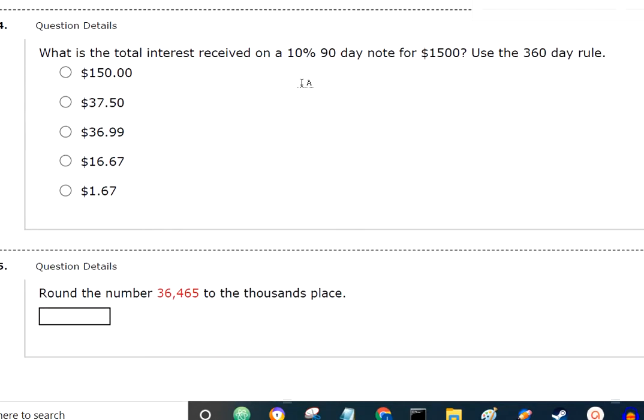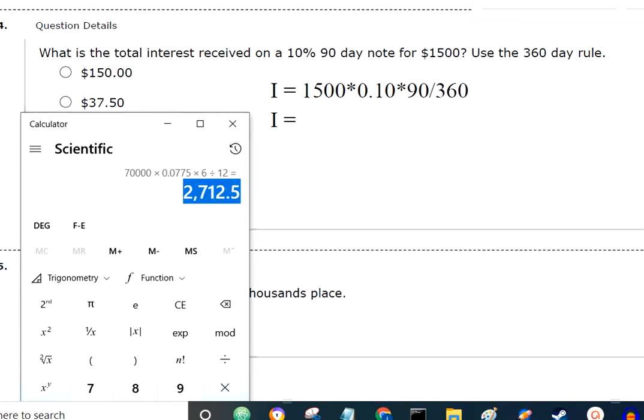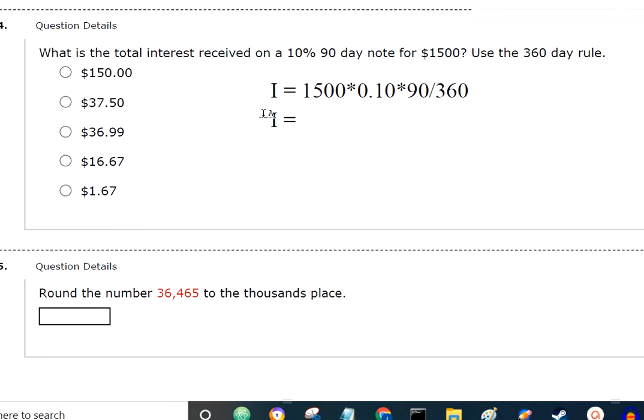And 14 is similar, right? They're asking for interest. The principal is $1,500. The rate is 10%. And the time is 90 days, but they said use the 360-day rule. So same as the last question, just different numbers in terms of days. So $37.50.